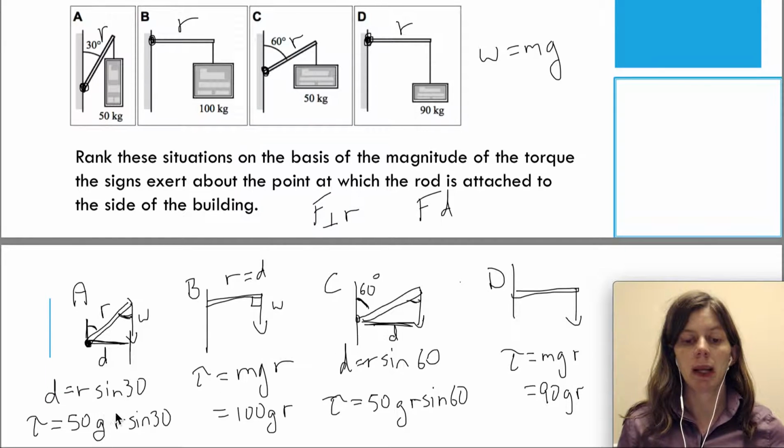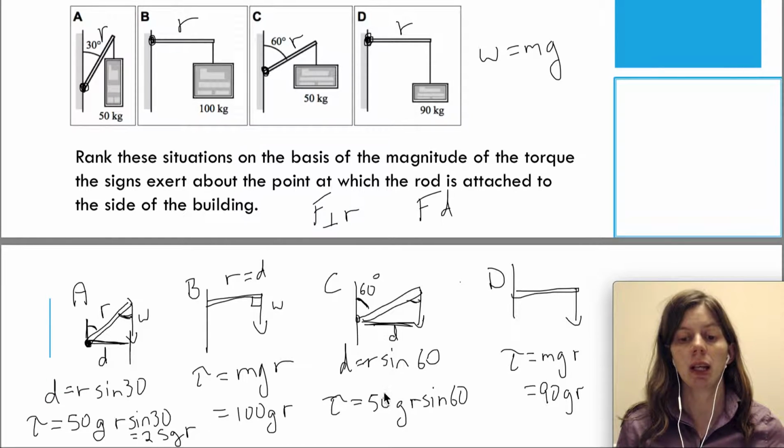So they all have g in the torque, so we don't care about g because it's affecting all four the same way. Now sine of 30 times 50 is equal to half times 50, which is 25. So this means that this is equal to 25 gr. And over here, letter C, sine of 60 times 50 is equal to 43. So this is 43 gr.